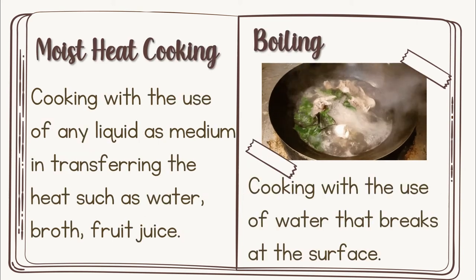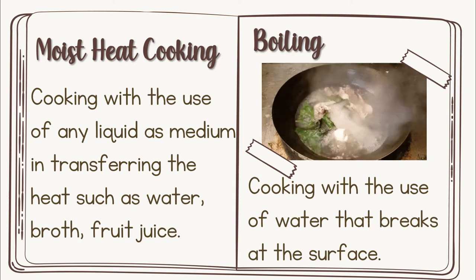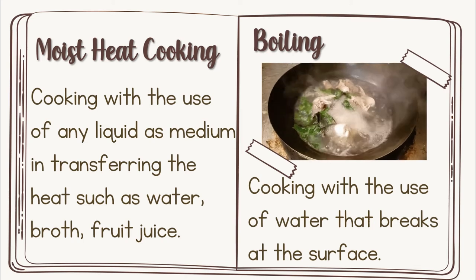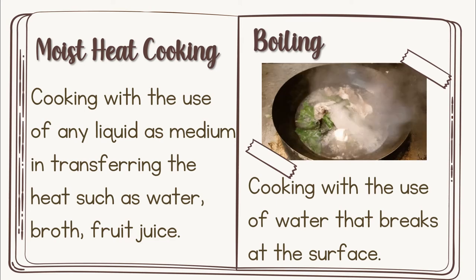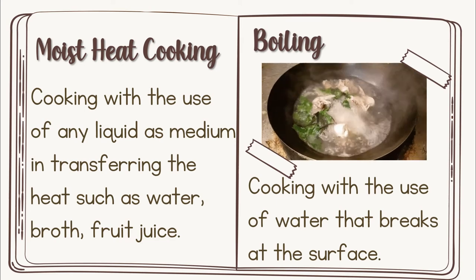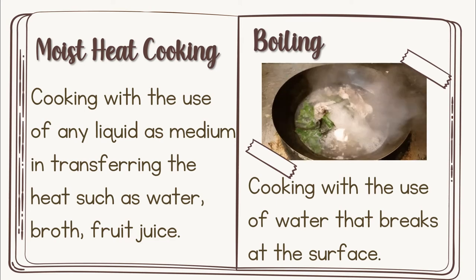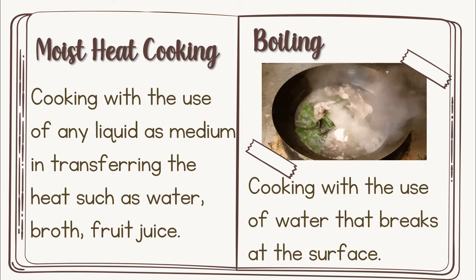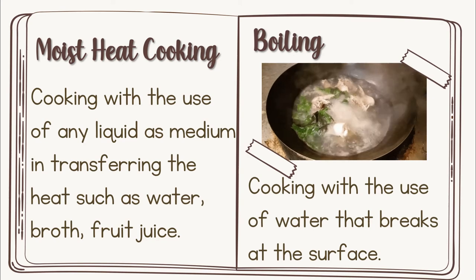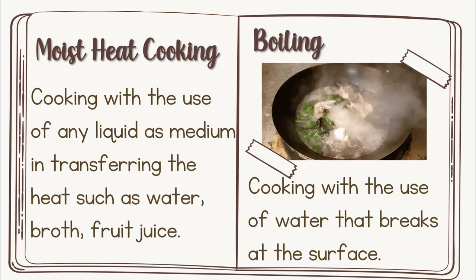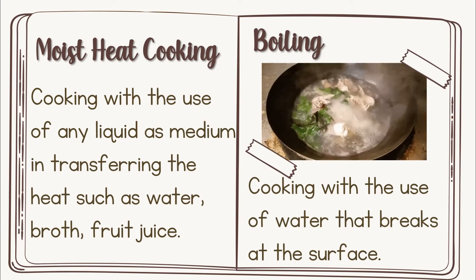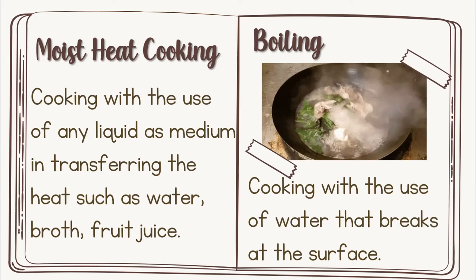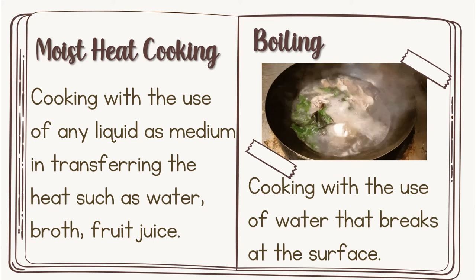Now we have the moist heat cooking. That is cooking with the use of any liquid as a medium in transferring the heat, such as water, broth, fruit juice, and others. The best example of moist heat cooking is boiling. That is cooking with the use of water that breaks at the surface, or cooking at 100 degrees Celsius.